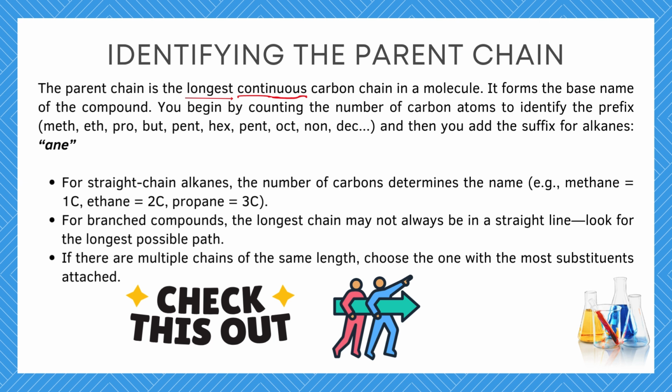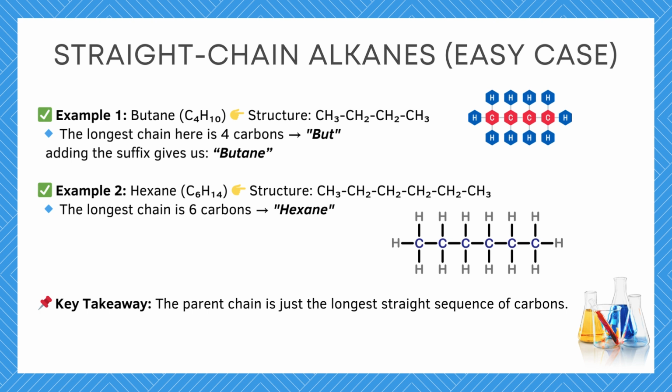You begin by counting the number of carbon atoms to identify the prefix. Now, if it is one carbon in the parent chain, it is called meth. If it is two, it is called eth. If it is three, it is called prop, four, but, five, pent, six, hex, and so on and so forth. Now look at this. For straight chain alkanes, the number of carbons determines the name. For branched compounds, the longest chain may not always be in a straight line. We'll be seeing that in an example we'll be treating shortly. If there are multiple chains of the same length, choose the one with the most substituents attached.